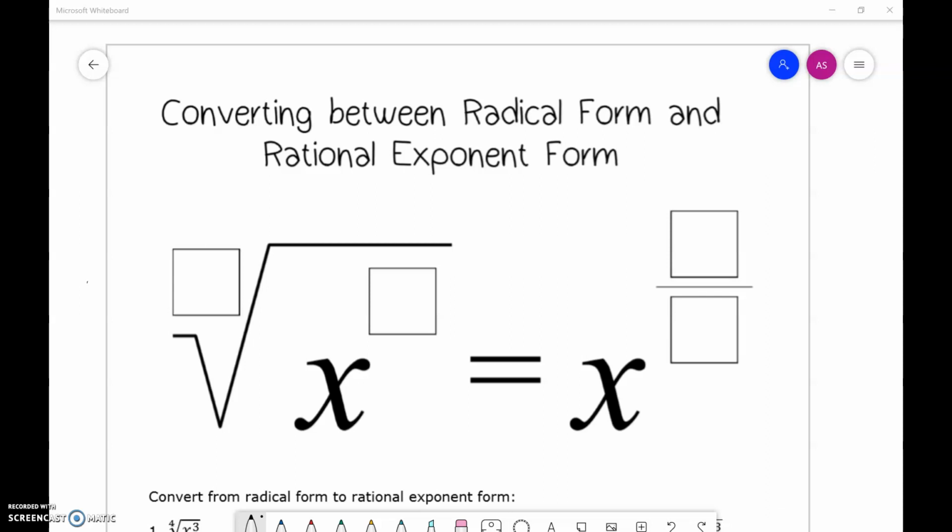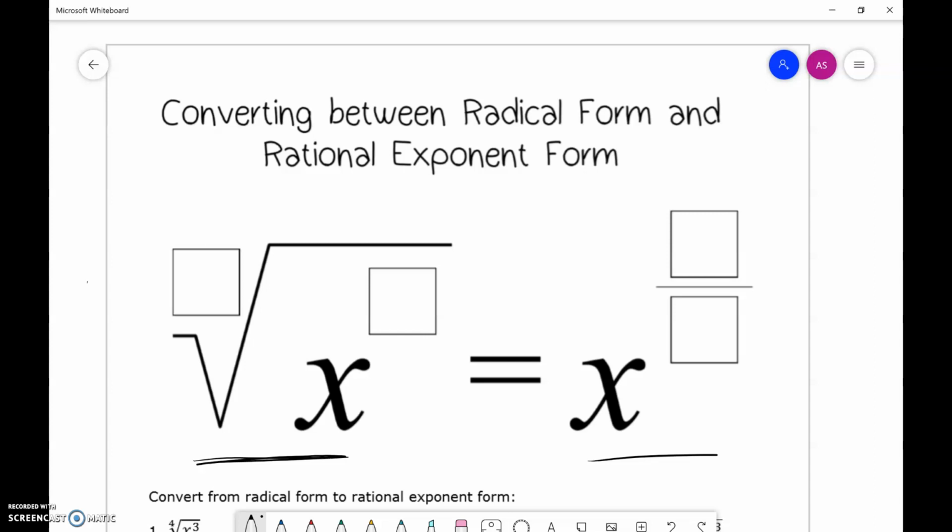All right, so today we're going to be converting between radical form and rational exponent form. All that means is that we're taking it from this form with our radical to a rational exponent, which means I'm going to have a fraction. Okay, so this here just means I have a root, so a number to a certain root, and then I have x to a power of something.